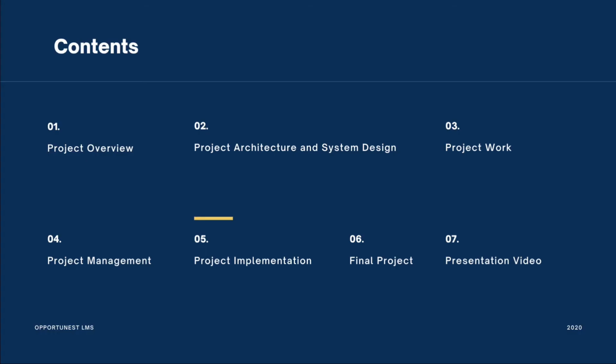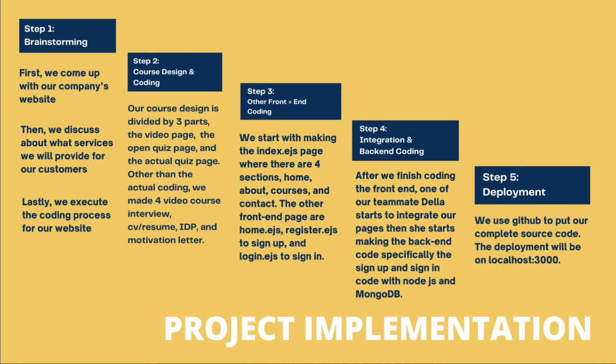For the project implementation, there will be 5 steps. Step 1 will be brainstorming, coming up with our company's website, discuss what to give to our customers and how we execute the code for our website. Step 2 will be course design and coding. We divide it into 3 parts, which are the video page, the open quiz page, and the actual quiz page.